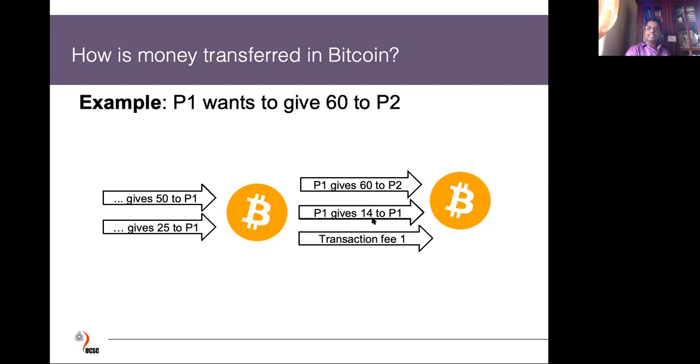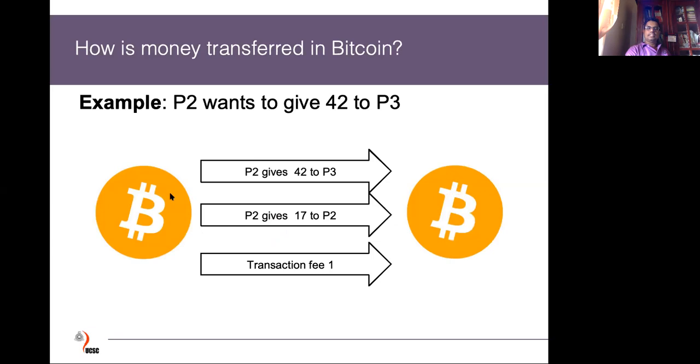That is called unspent transaction output. So he writes that. Then if we want to find out the balance of his wallet, we have to see the last transaction. So then we know, okay, P1 has 14 left in his wallet.